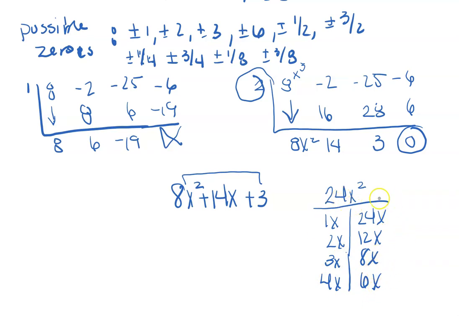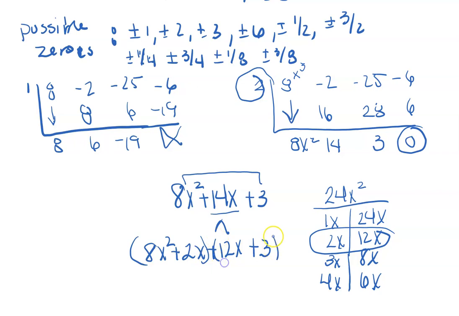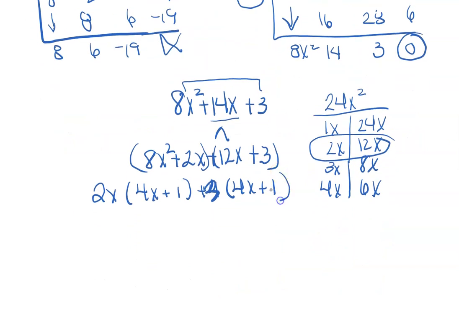Then I want to think of all these options. Do any add to give me 14? It would be these two options. So I'm going to split this: 8x squared plus 2x plus 12x plus 3. And then I can go into factor by grouping. So I could factor a 2x out of the front, leaving me with a 4x plus 1. In the back, I could factor out a 3, leaving me with 4x plus 1. And then I can bring that 4x plus 1 out front, leaving me with 2x plus 3.